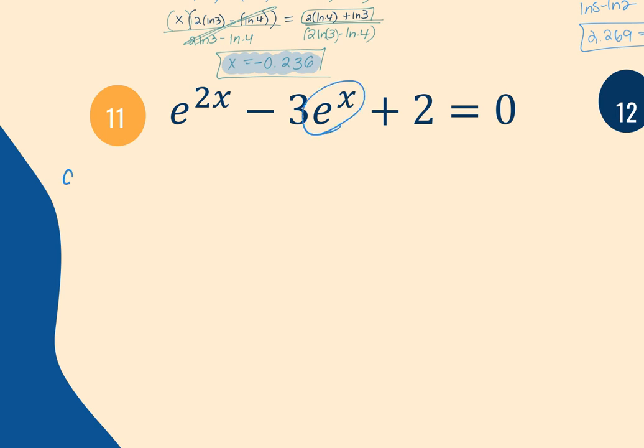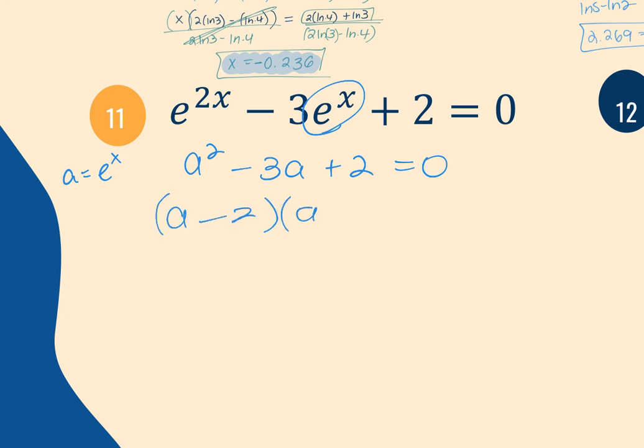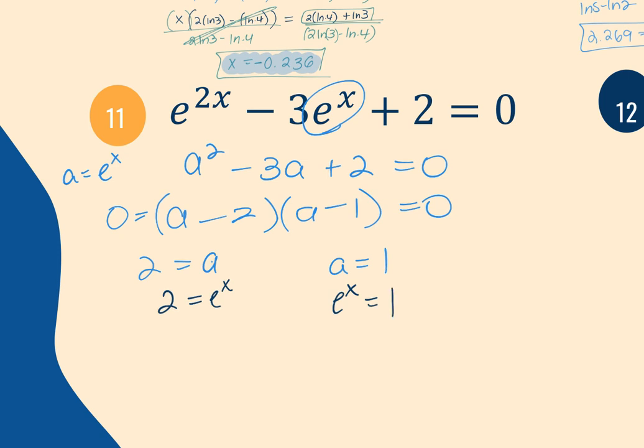A is e to the x, sorry. So e to the 2x would be a squared minus 3a plus 2. Then I would factor it. So factors of positive 2 that sum to negative 3 would be a minus 2 and a minus 1. Then I would split and solve this, so a would equal 2 and a would equal 1. But we made a, so we have to plug back in what we replaced it with. We made e to the x equal a, so we have to replace that. And now I have 2 exponential equations.